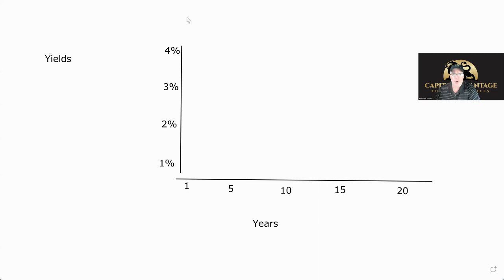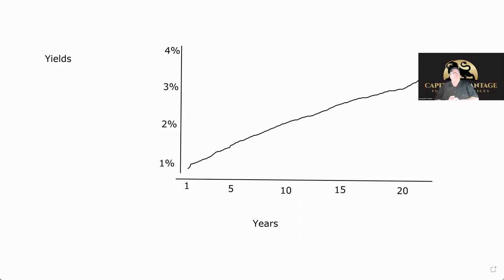Okay, so we should know what a normal yield curve is, right? Short-term years, lower yield. The longer we want to borrow it, the more risky it is, the farther out we go, the higher the yield. So the longer I need to borrow from you, the more I'm going to have to pay you, right? That makes sense. Risk reward.